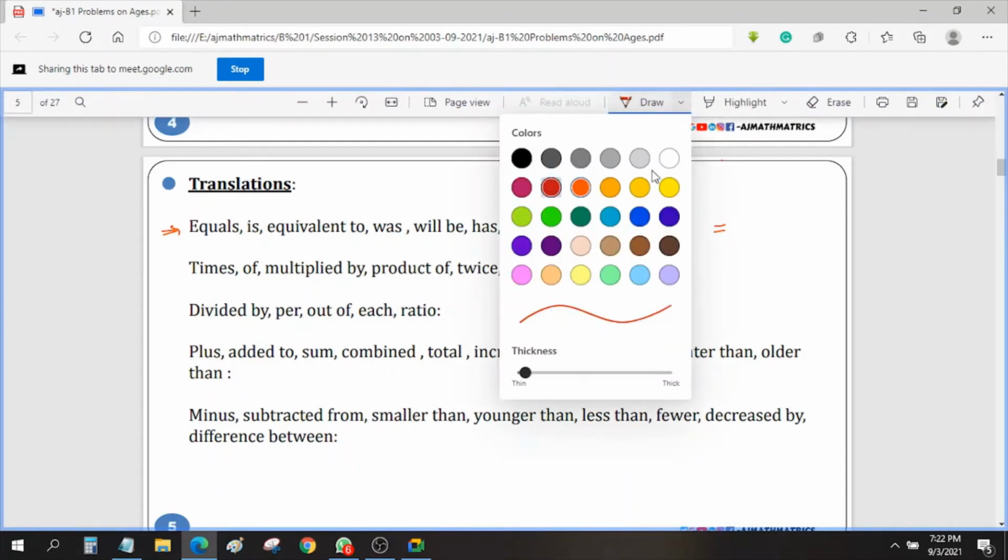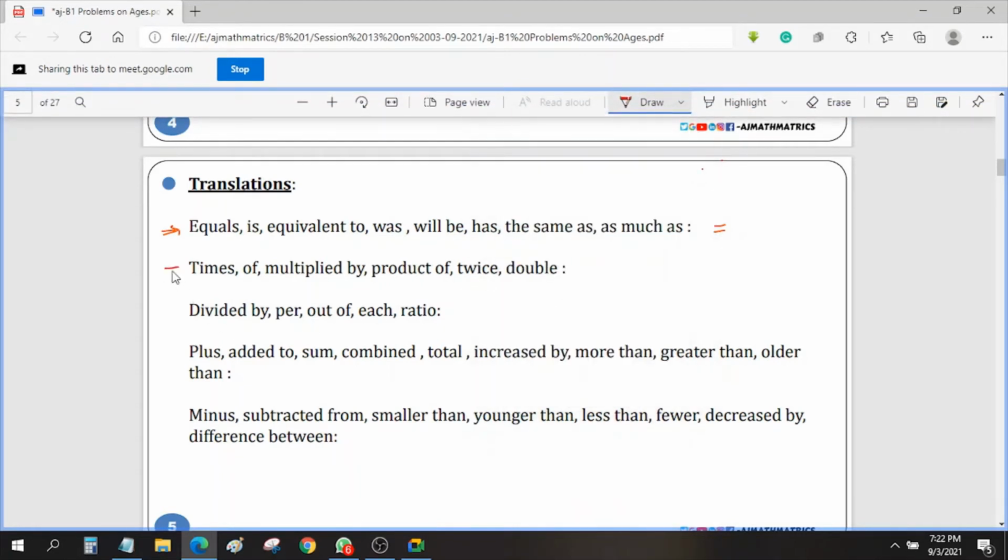Okay, next, times of, multiplied by, product of, twice, double. So age of Ajay is twice of age of Vijay. Twice means what? 2 into. So in this case we will use the multiplication symbol. And if you see the terms divided by, per, out of, each, ratio, we will use the division symbol. And for the plus symbol we have so many terms: plus, added to, sum, combined, total, increased by, more than, greater than, older than.